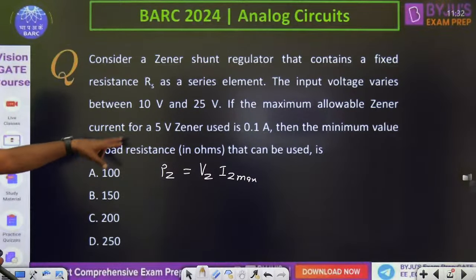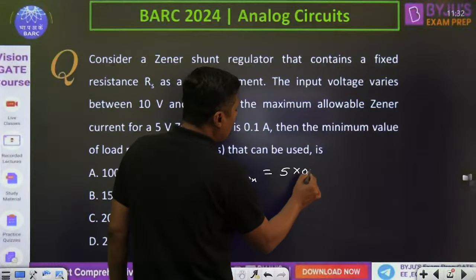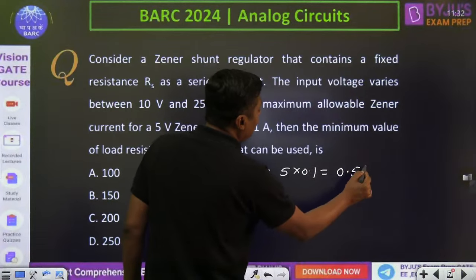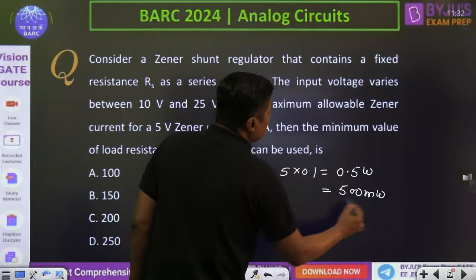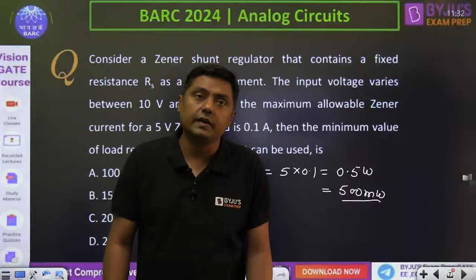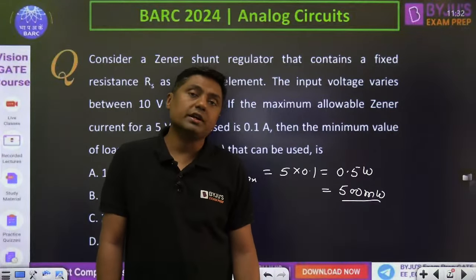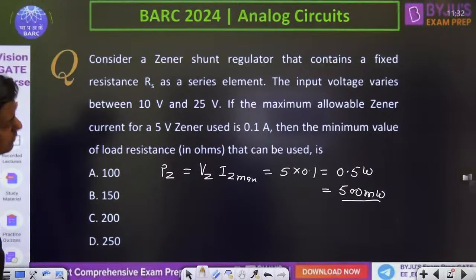What is the rating of the Zener diode? 5 into 0.1, that is 0.5 watt or 500 milliwatt. That is the rating of the Zener diode. This is the maximum power dissipation across the Zener diode allowable, because the current given is 0.1. Then what is asked here? The minimum value of the load resistance.